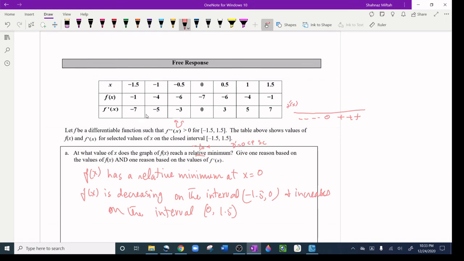Another reason is based on f prime. Based on f prime, you can tell it changes signs from negative to positive. F prime x is changing signs from negative to positive. Now, if you check negative values, when the negative values go higher, like -1, -4, -6, -7, it means it's getting smaller and smaller. So -7 is smaller than -1. That's why I said f of x is decreasing from -1.5 to 0. These are all decreasing, and it increases because -7 is smaller and -1 is bigger.